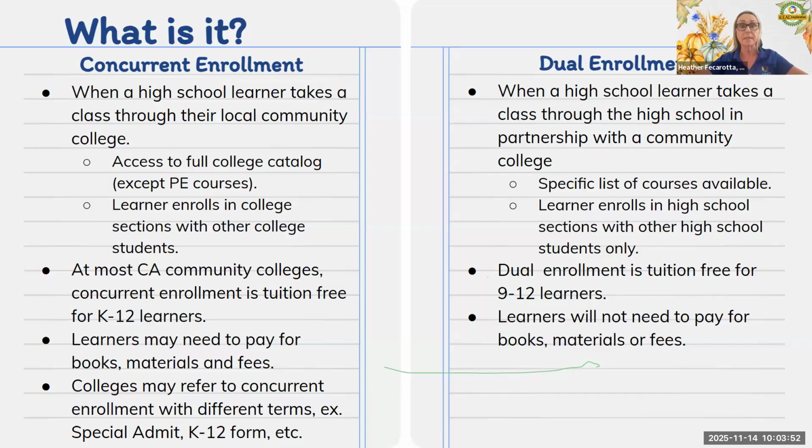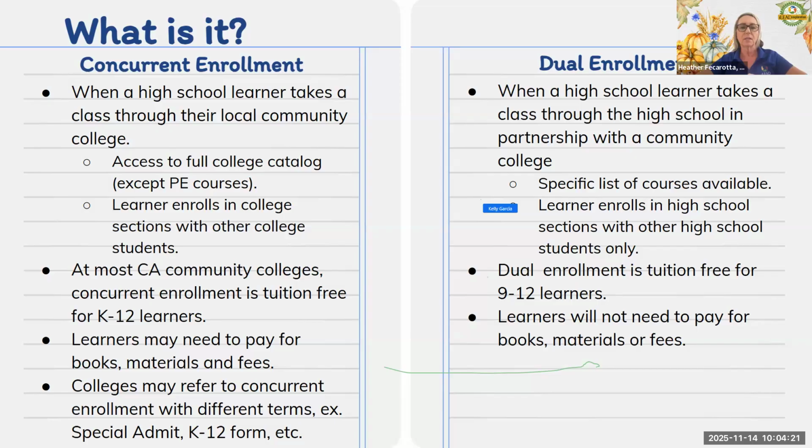Up until now, our school has only participated in concurrent enrollment, and that is when a high school learner takes a class at their community college. They have access to the complete catalog, except PE, and we'll talk about that in a minute. But the learners enroll in college sections with other college students. So your learner could be in a college class with 45-year-old students, which could be great, depending on your learner.